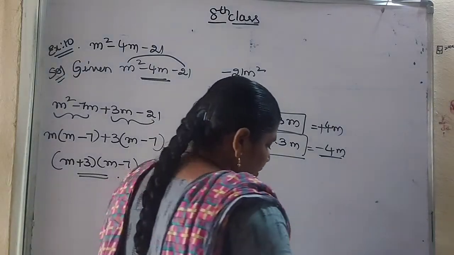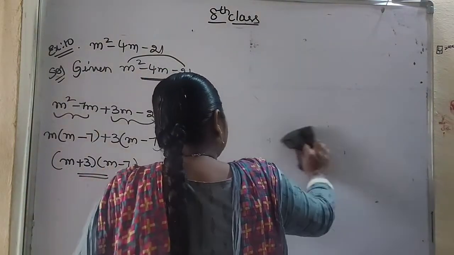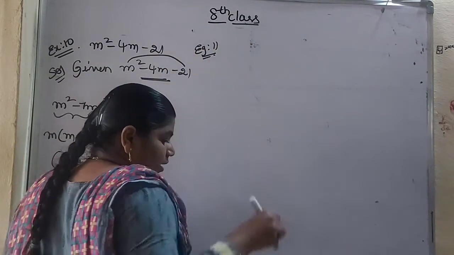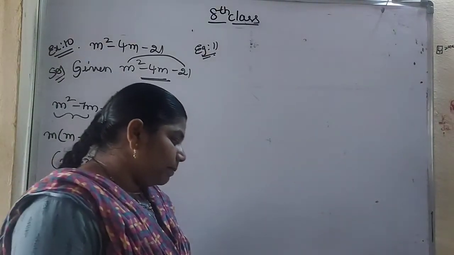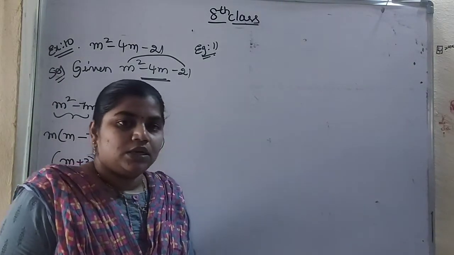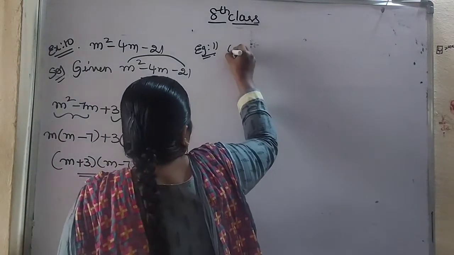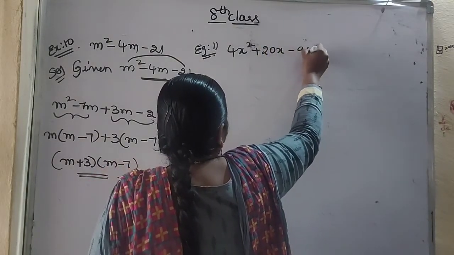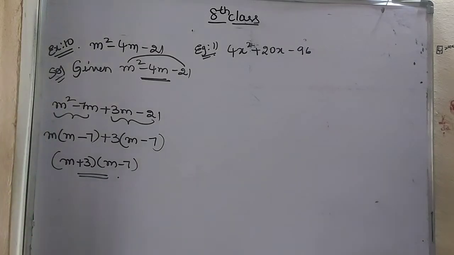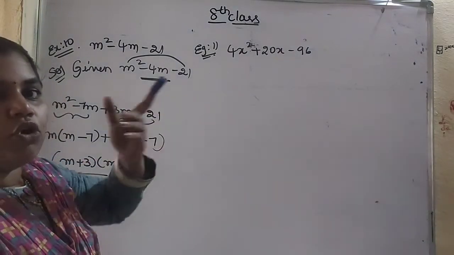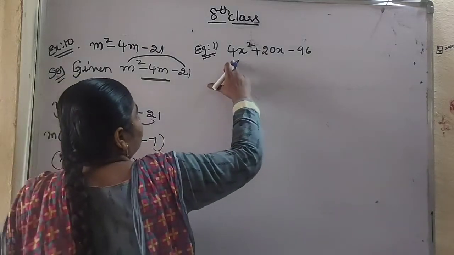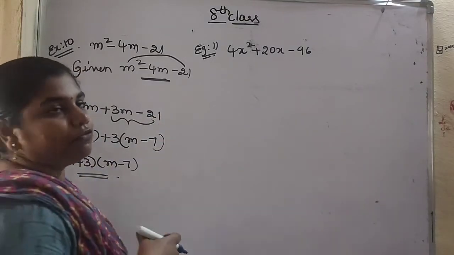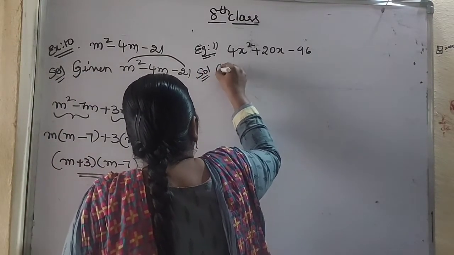Next is example number 11. Now 4x square plus 20x minus 96. This one we have to factorize. Before factorizing this, I am taking 4 as common in all the terms because 4 goes in 4 table, 20 goes in 4 table, and 96 is also a multiple of 4.